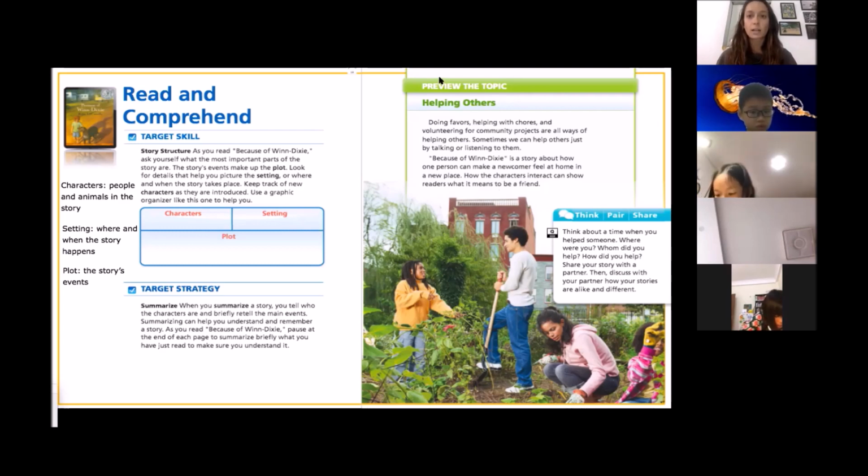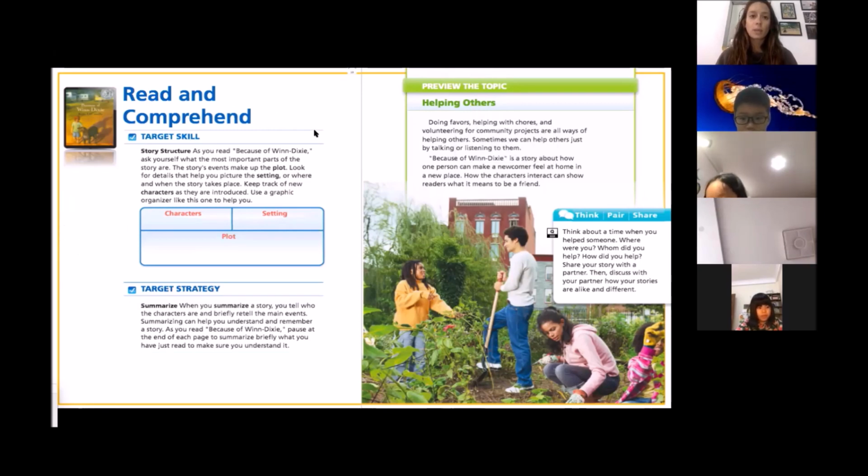So let's talk about summarize. When you summarize a story, you tell who the characters are and briefly retell the main events. Summarize can help you understand and remember a story. As you read Because of Winn-Dixie, pause at the end of each page to summarize briefly what you have just read to make sure you can understand it. So summarizing can help us with realistic fiction genre stories. When we summarize, we want to take only the most important parts, not every detail. If we're just talking about every detail, then I might as well read the whole story. So focus on the important parts to make sure that you understand what's happening in the story.